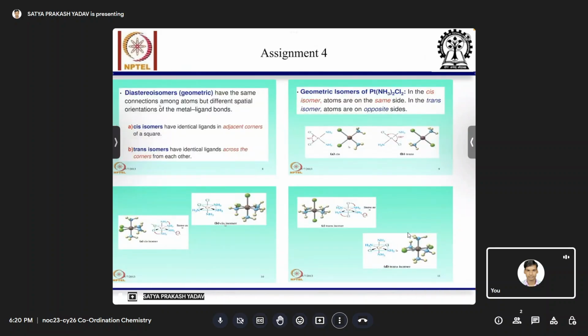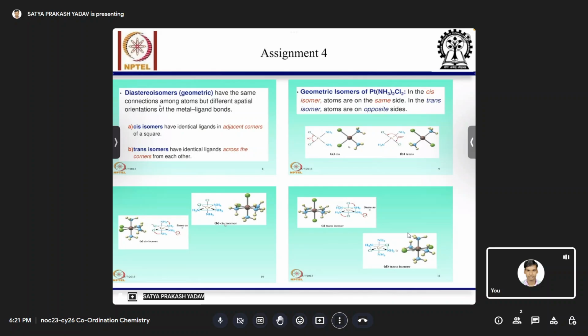So we have this diastereomer. What is a diastereomer? They are not superimposable on each other. Those are called diastereomers. So now we have cis. Cis means adjacent to each other. Trans means they are across from each other.